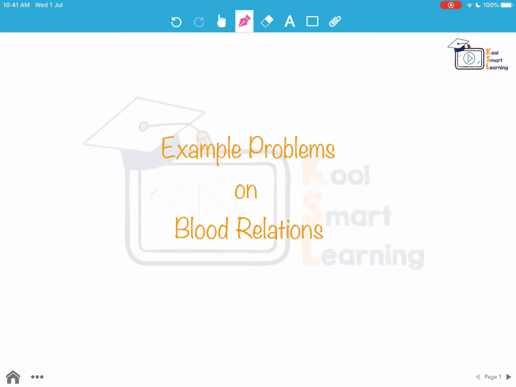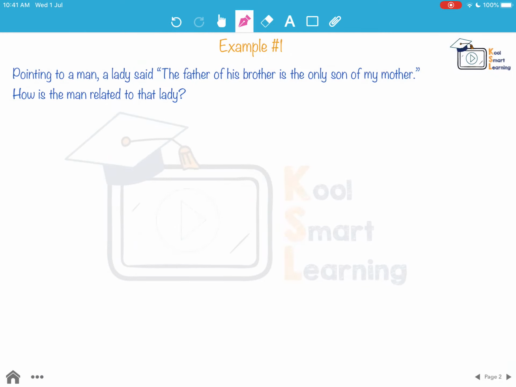Hello friends, in this session we are going to discuss some example problems on blood relations. So let's look at the first example. Pointing to a man, a lady said, "The father of his brother is the only son of my mother." How is the man related to that lady?